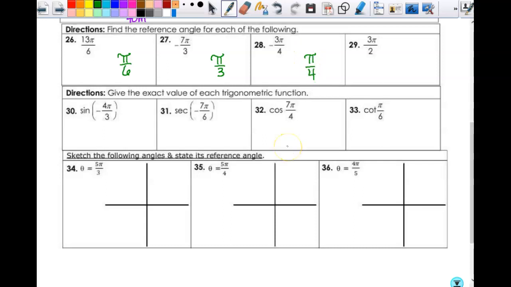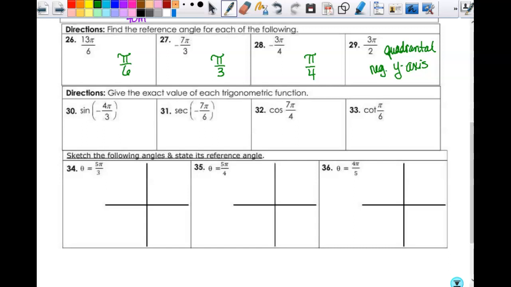Now, remember that reference angles are always acute and always positive. So when we get to number 29, that 3 pi halves, your reference angle is not pi halves. That's not acute. Acute is between 0 and 90. It doesn't include 90. So this doesn't have a reference angle. This is a quadrantal. And what matters is where it is. And this is going to be on the negative y-axis. That's your answer to that one.